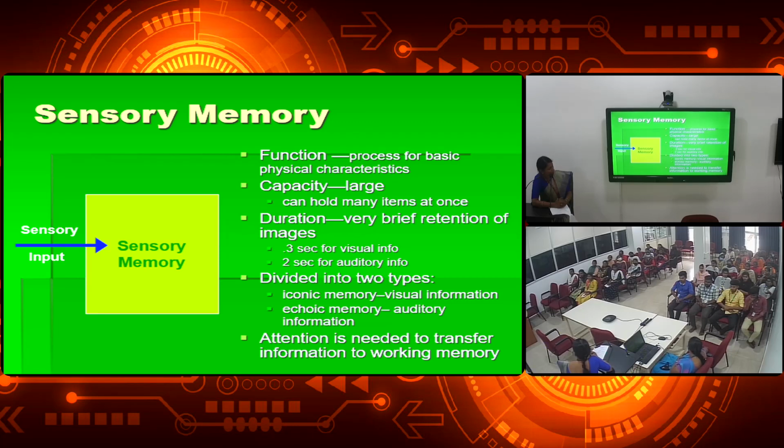Sensory memory is divided into two types. Iconic memory, which is visual information. Echoic memory, which is auditory information. Attention is needed to transfer information to working memory. When you study sensory memory, it allows the information to get inside your brain, which is the encoding process happening. Then attention is needed. If you are very attentive and taking in the information, the sensory memory sends this information to short-term memory.